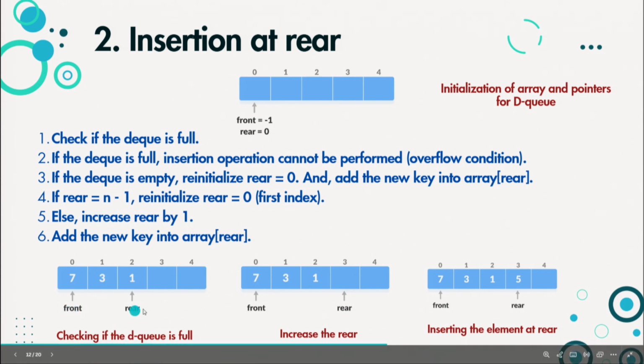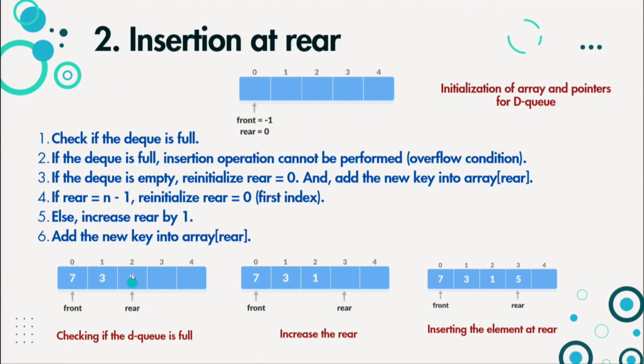Here let us consider this example. Here we have the DQ with 3 elements, with front pointing to position 0 and rear pointing to position 2. Now, I want to add a new element at the rear. Now you see there are 2 vacant positions in the queue, so what we have to do is adopt the third step, that is to increment rear and place the new element in the position being pointed to by rear.